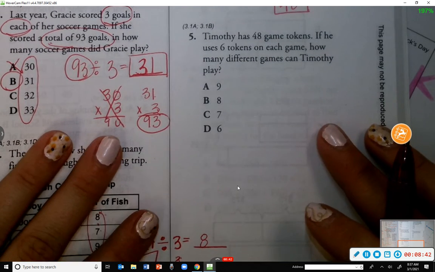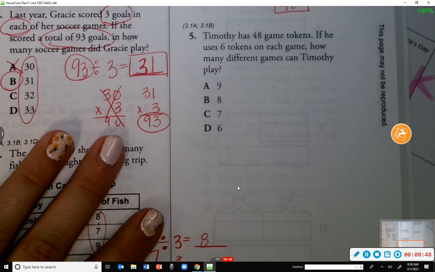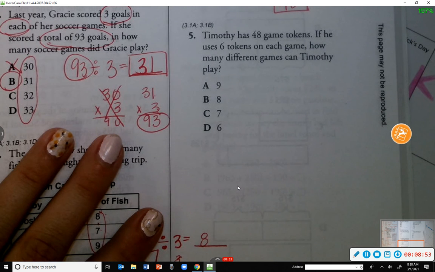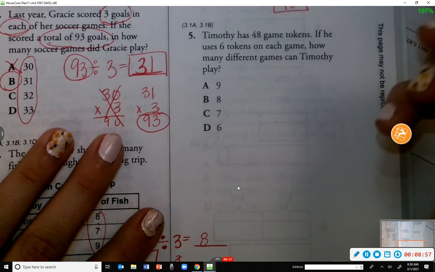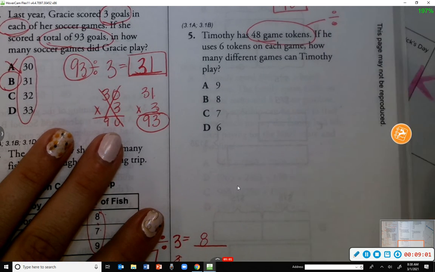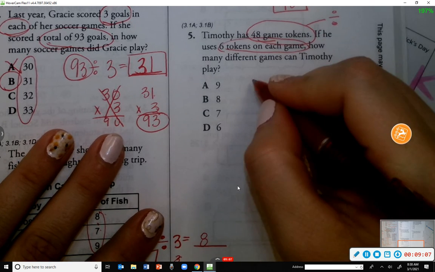Okay, last one. Timothy has 48 game tokens. If he uses 6 tokens on each game, how many different games can Timothy play? Okay, do we know the total? Total number of tokens. Yes, good. So that means divide. Good. I'm going to divide by 6 because that's how many he uses each game.